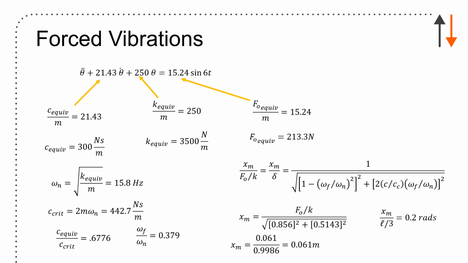And I'm still going to assume it's relatively short. And I'm going to say that XM is equal to L over 3 theta max. And so I divide that by L over 3, get 0.2 rads, and I get about 11.7 degrees as my final result.